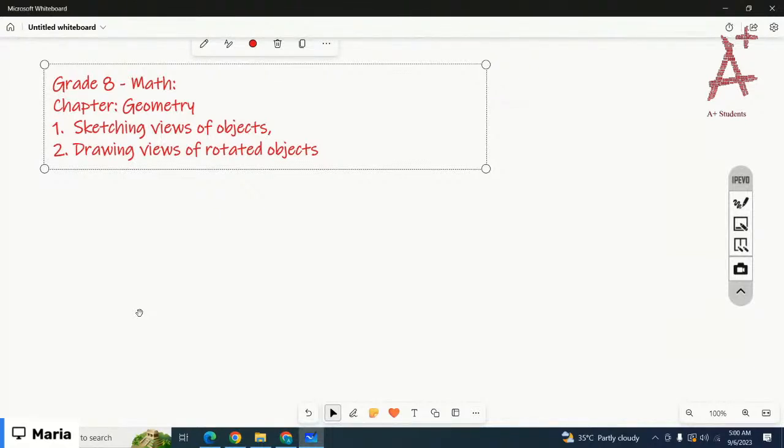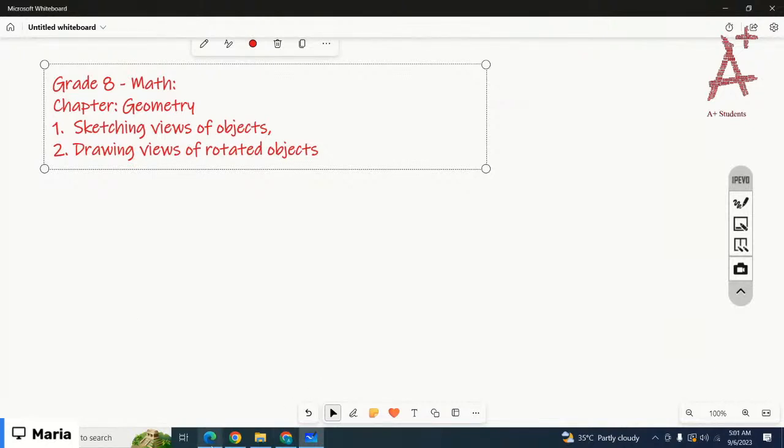We are here for grade 8 math. So we're working on the book Maths Make Sense grade 8. We're working on the chapter geometry. The lessons we're going to cover today are sketching views of objects and drawing views of the rotating object. So let's just start with the chapter geometry.